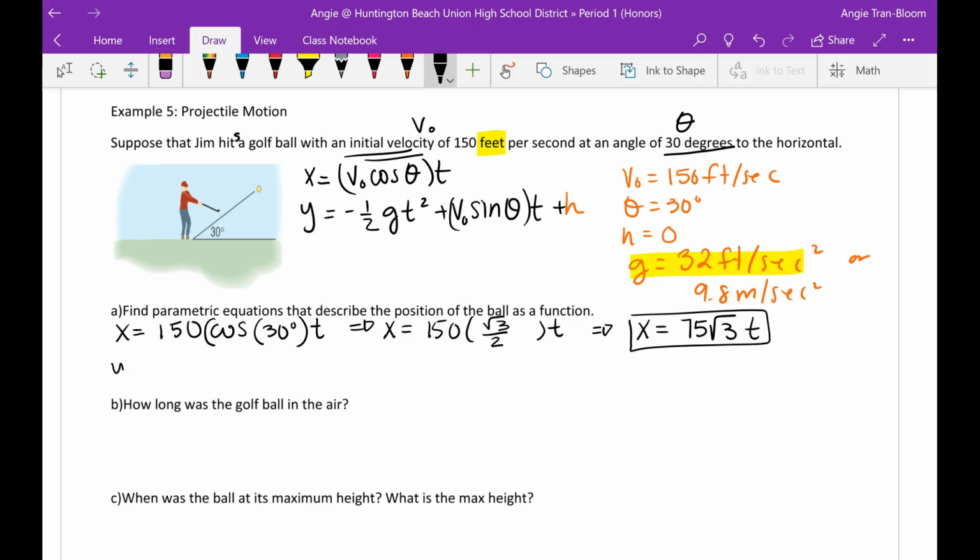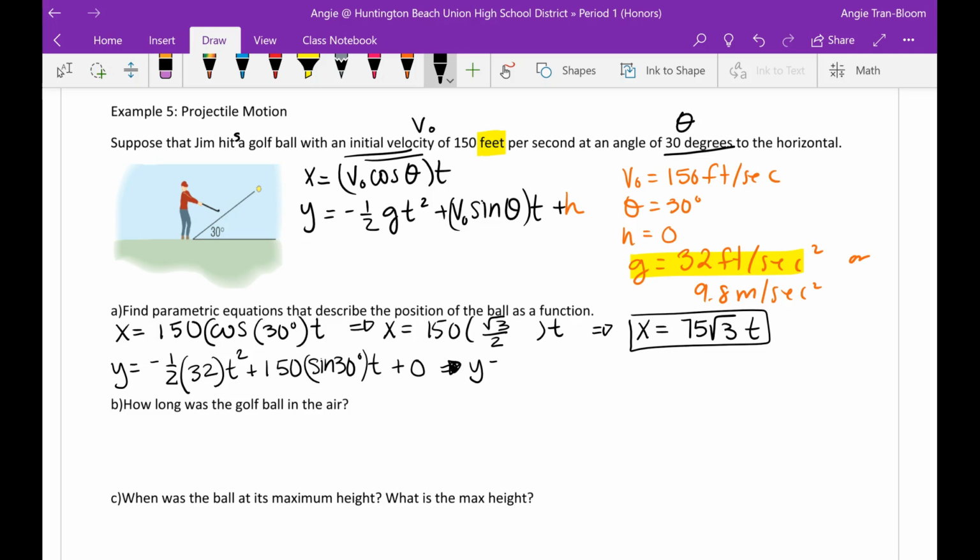Now parametric means you also need y. So y equals negative 1/2 times g, which is 32, times t squared, plus initial velocity 150 times sine of 30 degrees. Then I'm going to write t behind here. H is, again, we're going to assume the golf ball's on the ground because it doesn't say where it was placed. So we will definitely assume it's on the ground. You don't have to put a 0 for h. I'm putting it on there just so you know where h went.